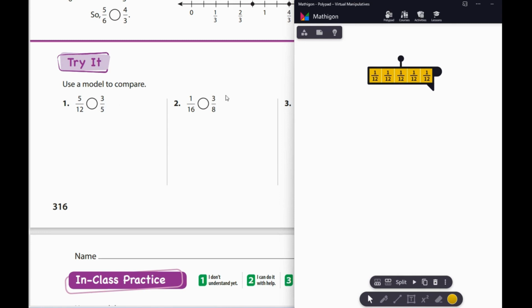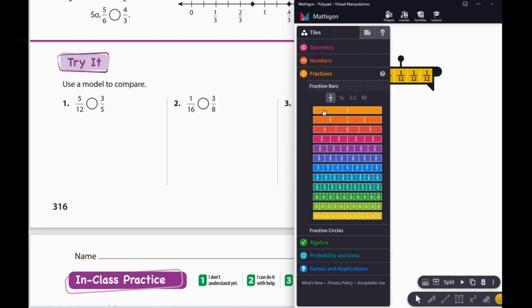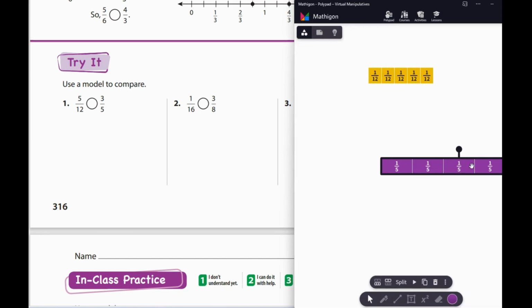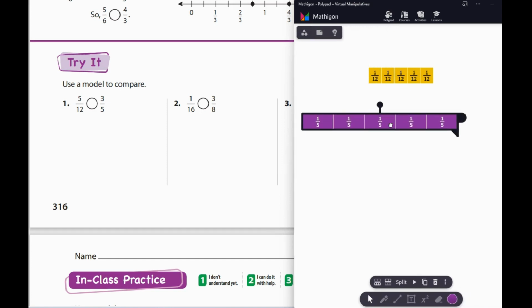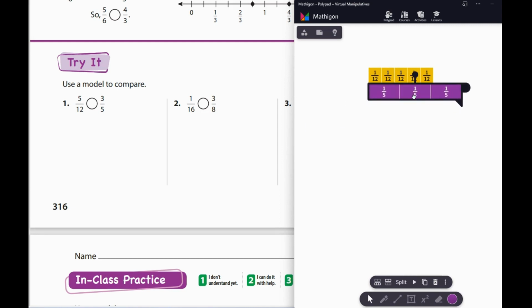Now I'm going to compare that to 3/5. So let me look at my fifths. There we go. Right, 3/5. So let me bring that down. 3/5. Okay. Let's line these up. Which fraction is greater? 3/5 would definitely be greater than 5/12.